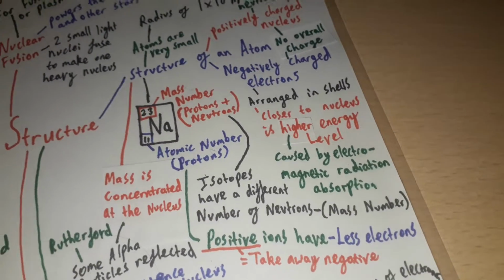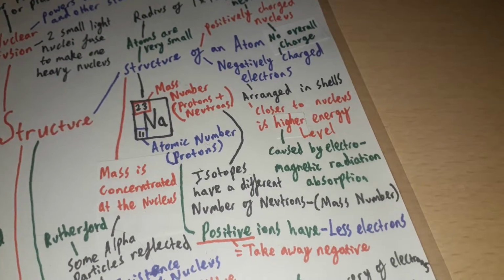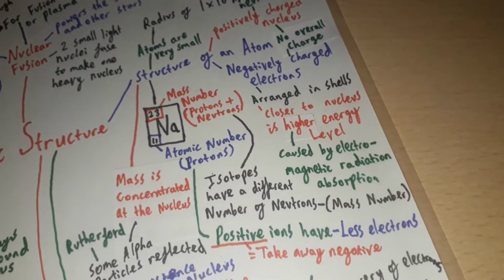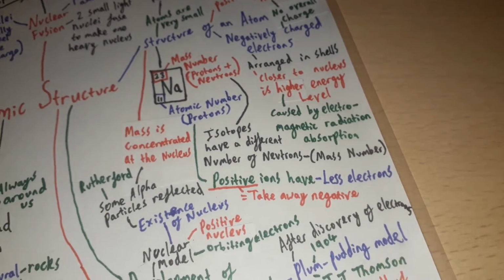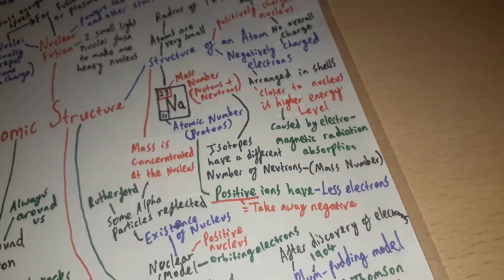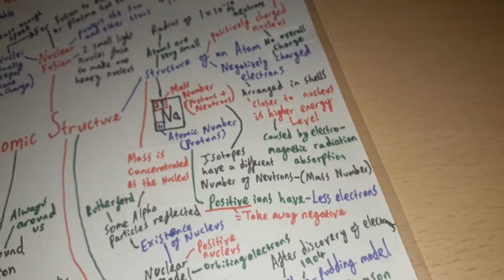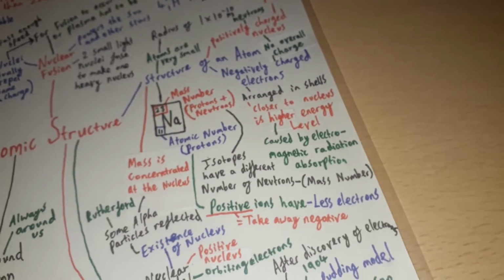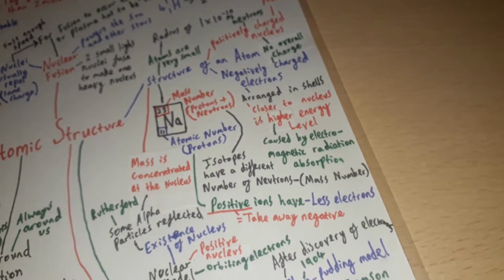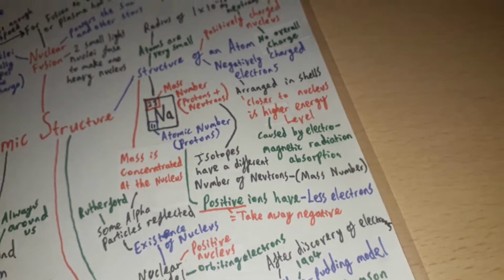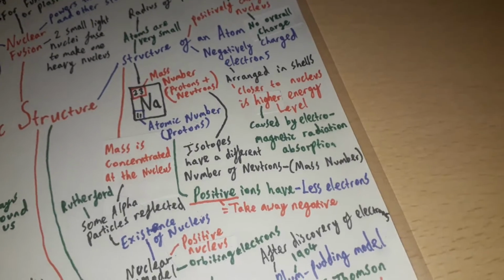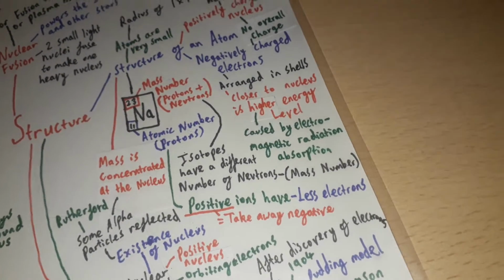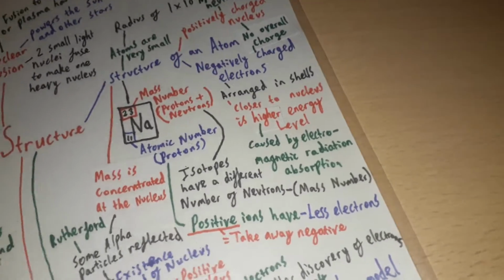Isotopes have a different number of neutrons, meaning they will have a different mass number, but will have the same atomic number. And positive ions have less electrons, because for something to be positive, if you take away negative, it becomes positive. In a similar way to if you minus a minus number in maths. 2 minuses make a plus in that way. So obviously negative ions have more electrons. It goes the other way around.